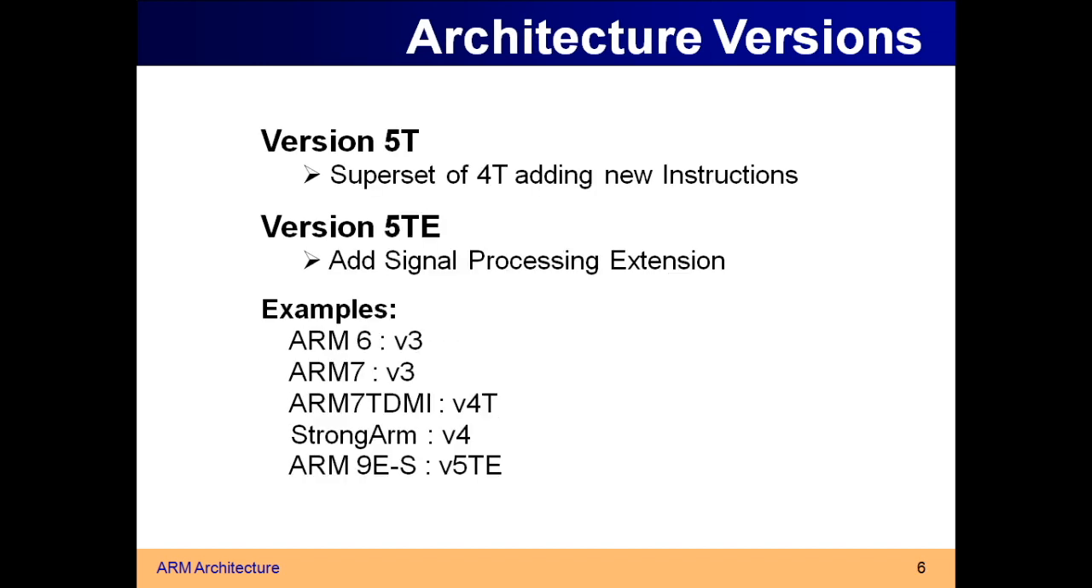Then version 5, 5T, etc. came. So how will you refer to the ARM naming convention? Say, for example, ARM7. ARM7 is coming under version 3. ARM6 is also coming under version 3. Then ARM7 TDMI is coming under version 4T. So what do you mean by this T? What do you mean by D? What do you mean by M and I?